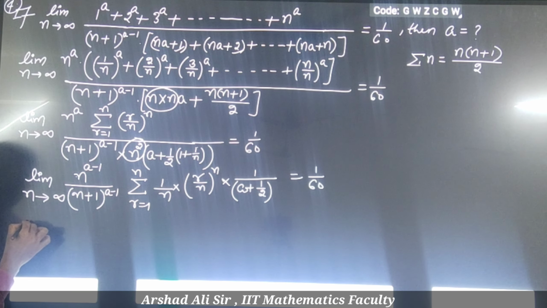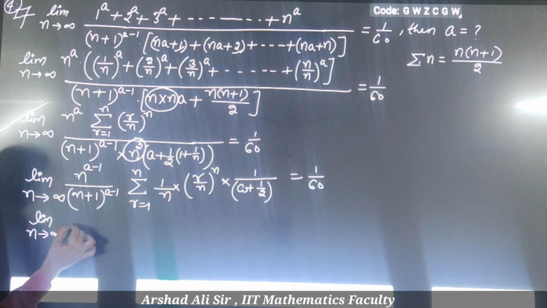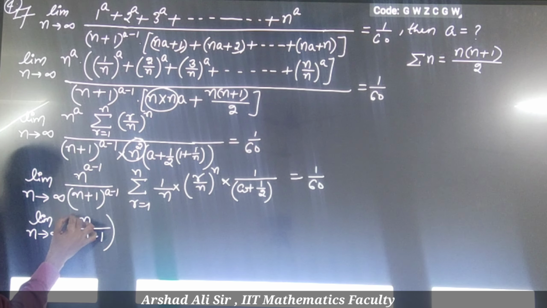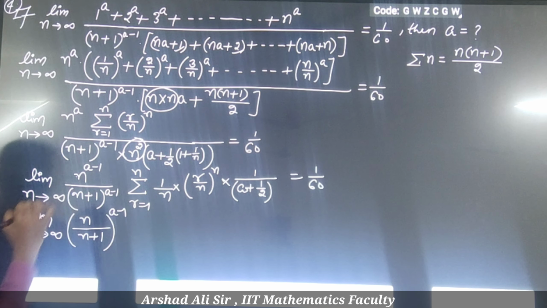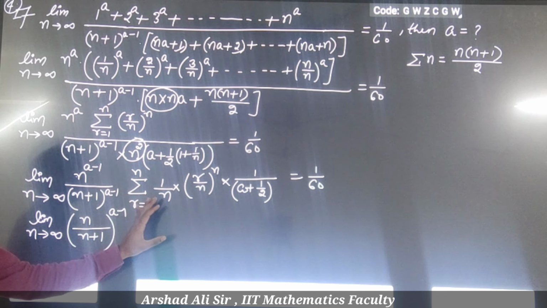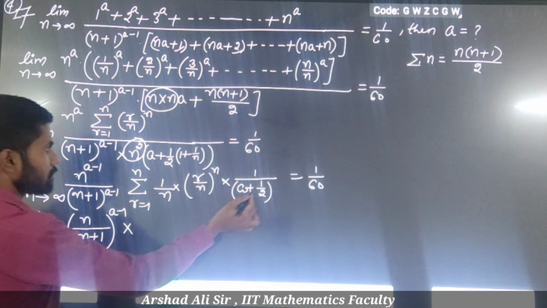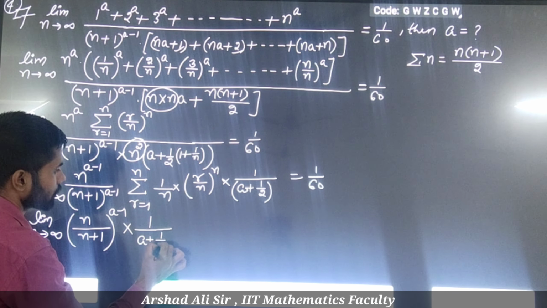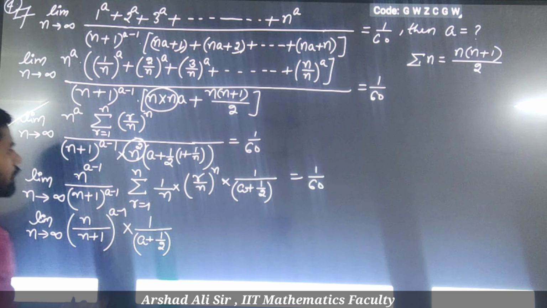Here we can write the whole power, limit n tends to infinity, n by n plus 1 whole power a minus 1. Okay, now think about this term. If you want to write this term outside, we can write 1 by a plus half, because it is free from n.